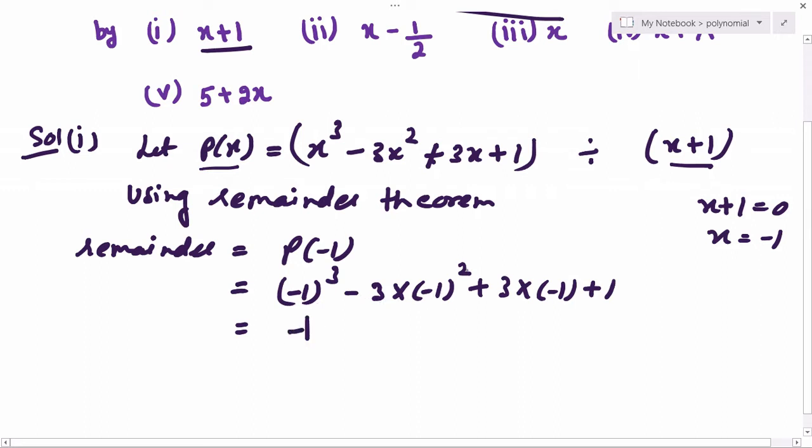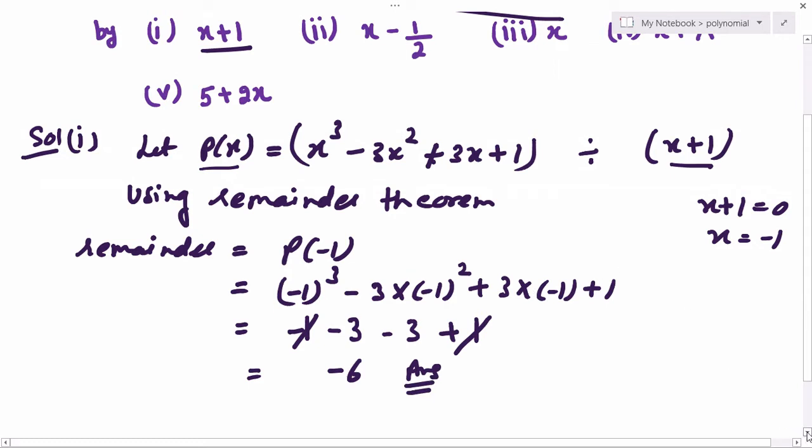So this is minus 1 raised to power 2, which means plus 1. Plus 1 when you multiply by 3 is minus 3. 3 multiplied by minus 1 is minus 3, plus 1. Plus 1 and this will be cancelled. Now what are you getting here? You are getting minus 6. So this is the remainder you are getting directly using the remainder theorem.